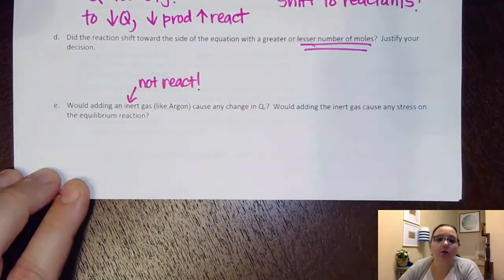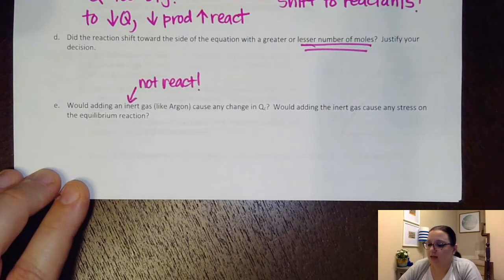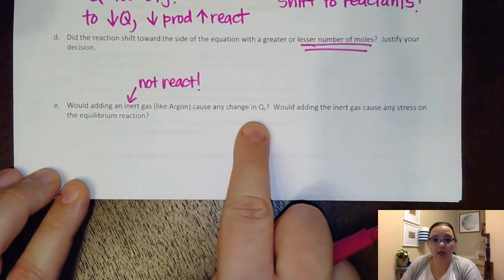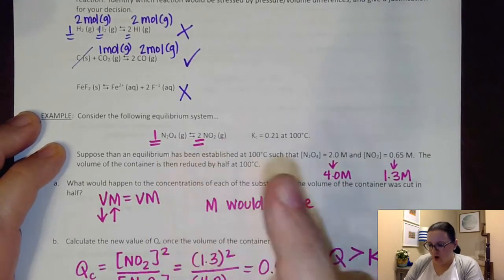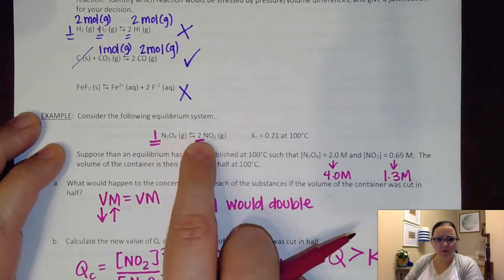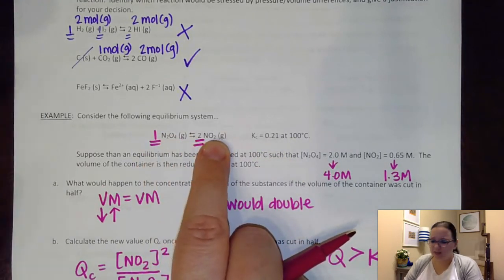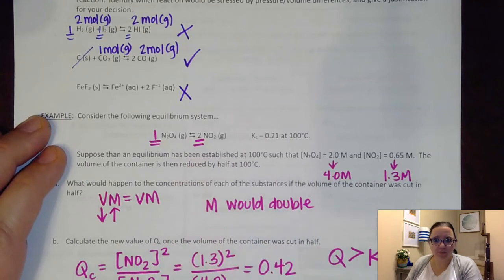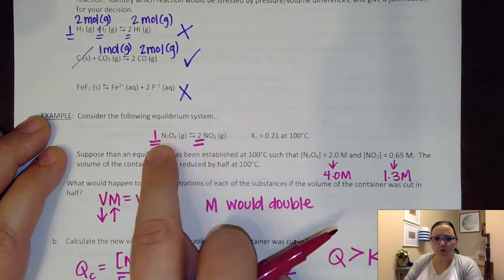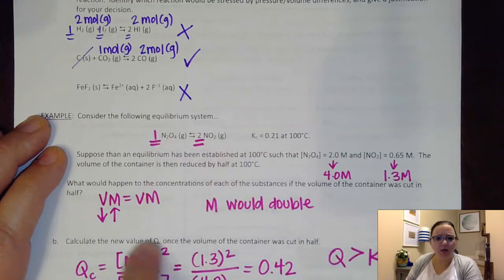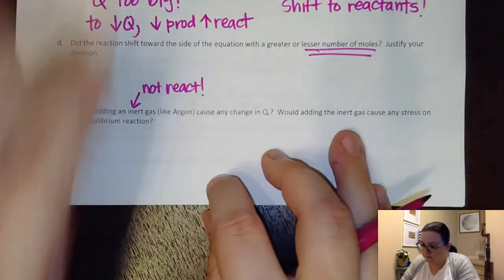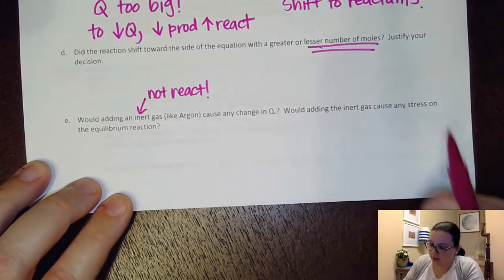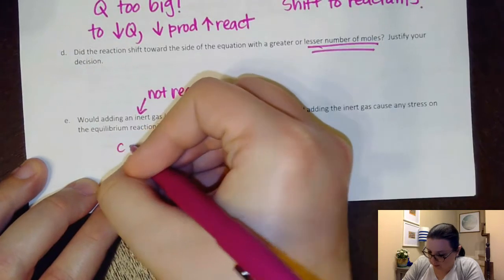Thinking group 18, noble gases, those don't react. And so it asks, hey, would it cause any change in my ratio? Well, if I think about it, if adding argon doesn't react with either of these, then what that means is that these concentrations would remain exactly the same. And since the argon is not included in the reaction, it wouldn't have gotten included in the QC calculation. So therefore, adding the inert gas would cause no stress.